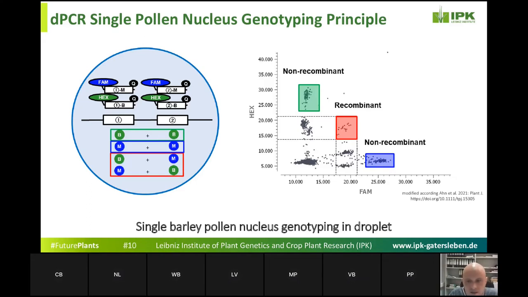Here on the right side is one of the early experiments depicted, where you can nicely define, after encapsulation of nuclei and performing the genotyping reaction on a haploid nucleus, that you can distinguish non-recombinant and recombinant pollen. Depicted in the green and in the blue box, you see the parental gamete outcome of meiosis, and in the middle you see the recombinants. Moreover, we see different populations which reflect droplets where we get amplification from only one of the loci, or droplets where no nucleus was encapsulated or the genotyping reaction failed.